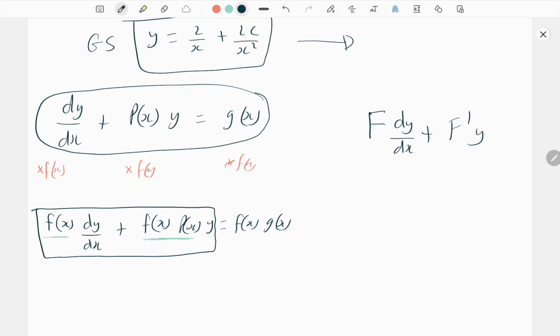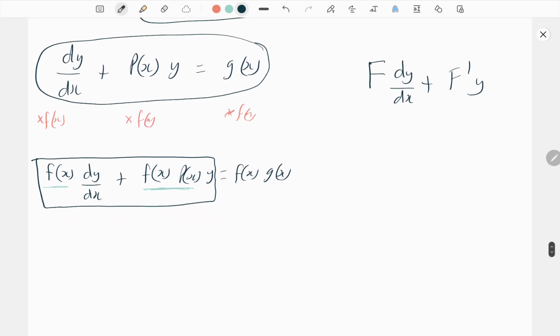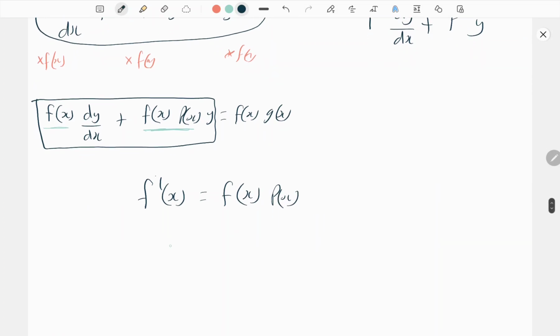So let's see what happens if we use that as a condition. So if we say that f dash x has to be equal to f of x p of x, and then we try and find out what f of x is. Let's collect these functions together. So f dash x over f of x.